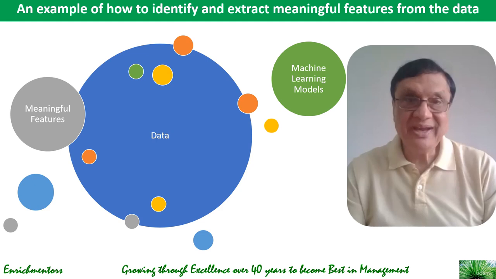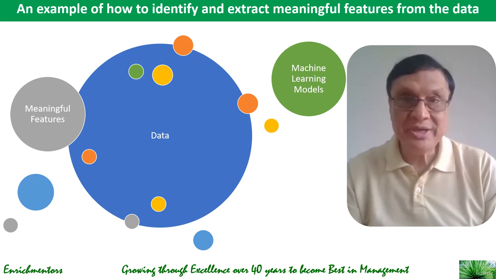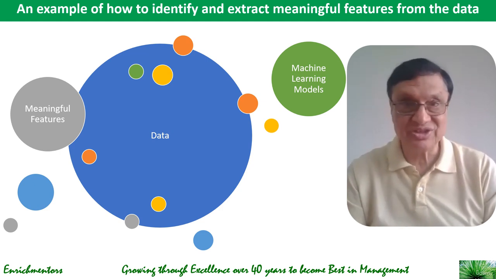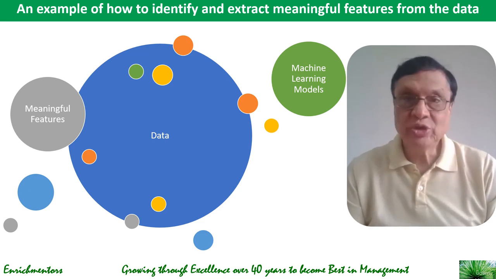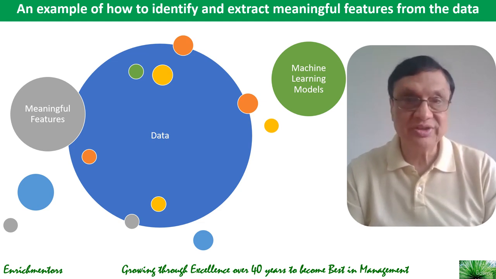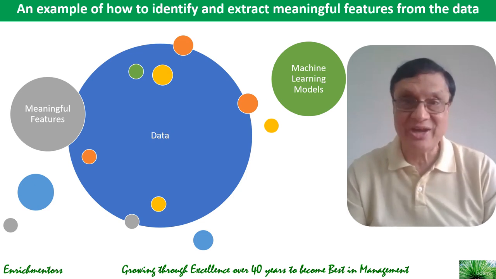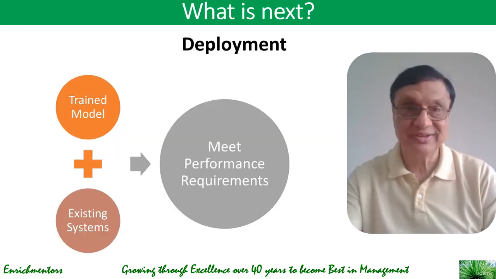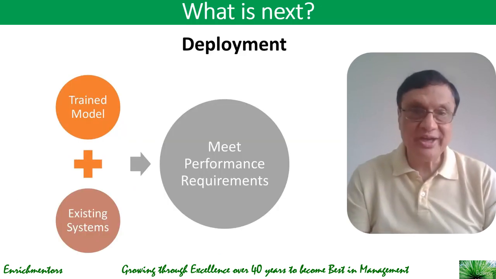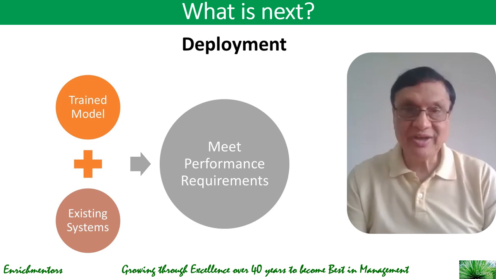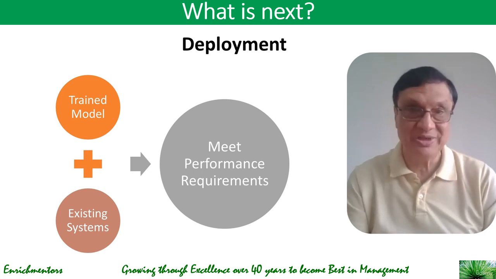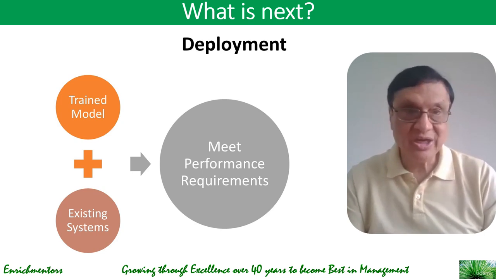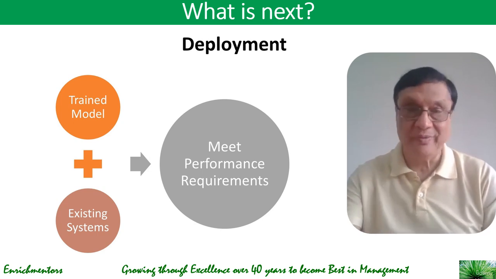By identifying and extracting meaningful features, through the feature engineering that we have talked about in this lecture, and incorporating them into the machine learning model, they could improve the model's predictive accuracy and robustness, ultimately leading to better performance in predicting the price of the houses. So what is next? Having looked at everything through to model training, we are now ready to deploy the machine learning model that has been built. So let's take a look at how to deploy the trained model with existing systems and meet the performance requirements.